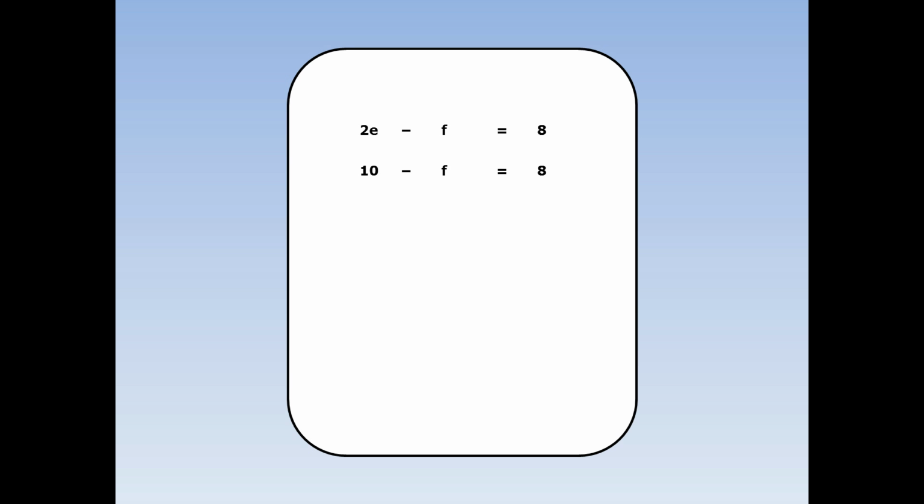I know that e is 5. 2 times 5 is 10. This is just a normal equation, so I'm going to take away 10 from both sides. 10 minus 10 is nothing. The minus f is still there. 8 minus 10 is minus 2. So I've got minus 1f is minus 2. Divide both sides by minus 1. And I end up with f is 2. So my final answer for this question is e is 5, f is 2. And these are the only two numbers that will work on both equations simultaneously.